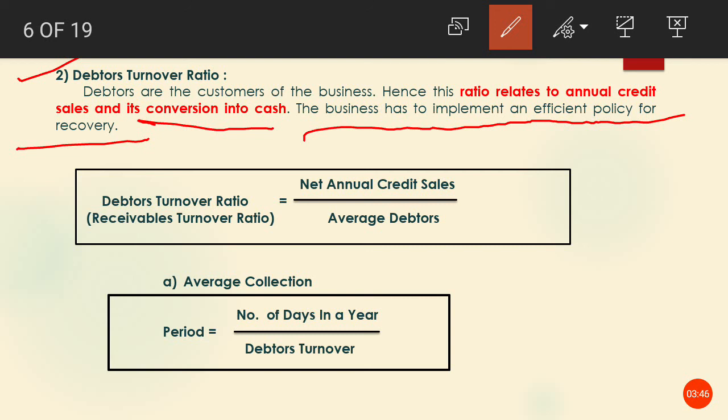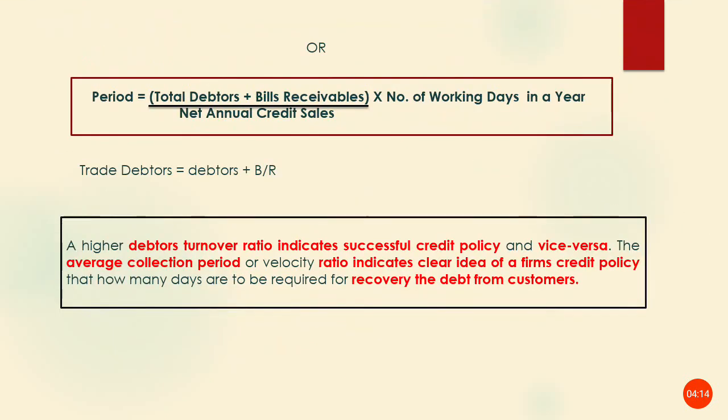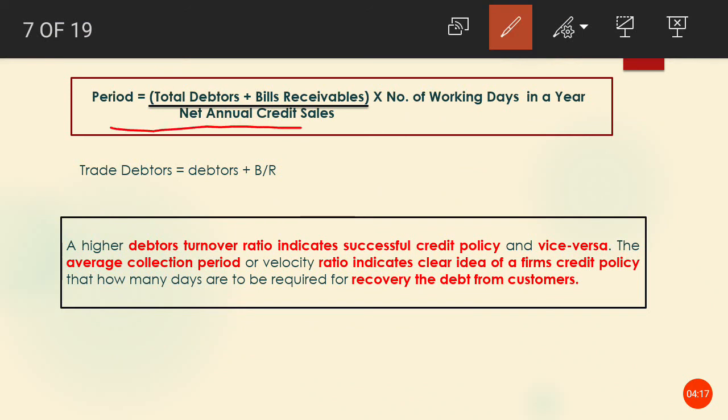This ratio is calculated as under: debtors turnover ratio, or receivable turnover ratio, is equal to net annual credit sales divided by average debtors. Sometimes this ratio is called debtors velocity ratio. It can be expressed as average collection period is equal to number of days in a year divided by debtors turnover, or period is equal to total debtors plus bills receivable divided by net annual credit sales into number of working days in a year. Trade debtors is equal to debtors plus bills receivable.